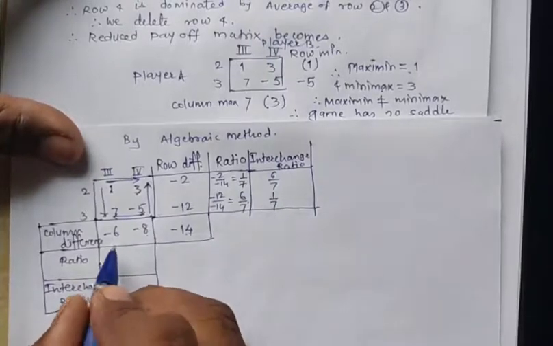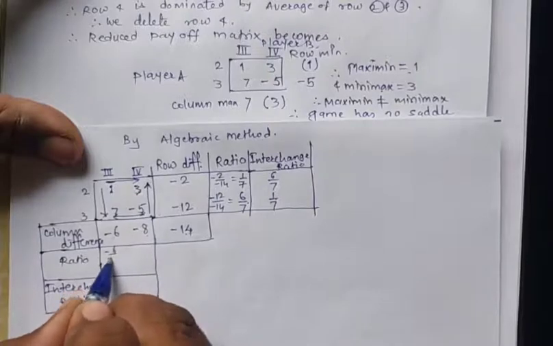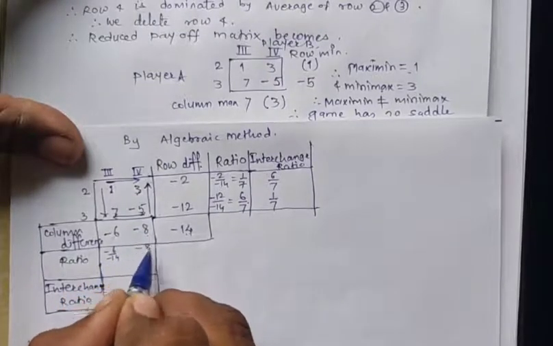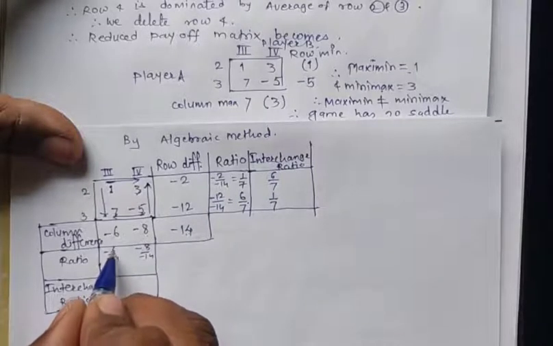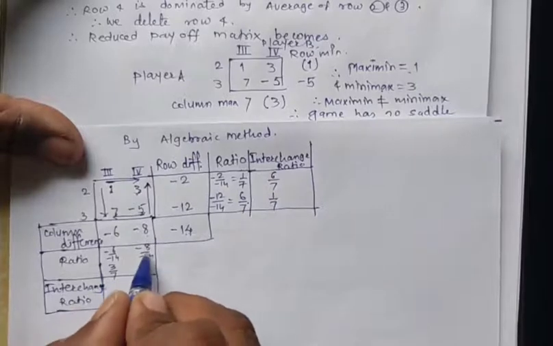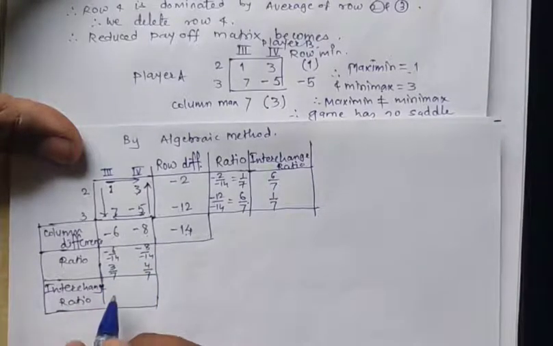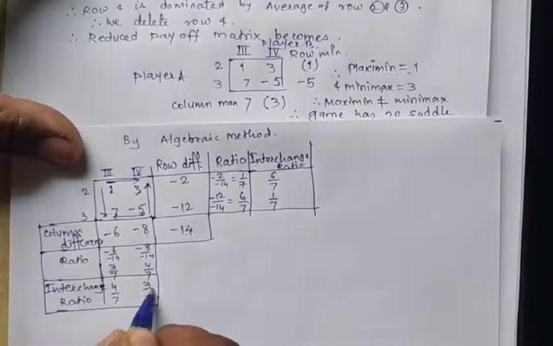Okay, now also here divide minus 6 by minus 14, and here minus 8 by minus 14. Dividing numerator and denominator by 2, we will get 3 upon 7 and here 4 upon 7. Okay, so interchanging it, we get 4 by 7 and 3 by 7.